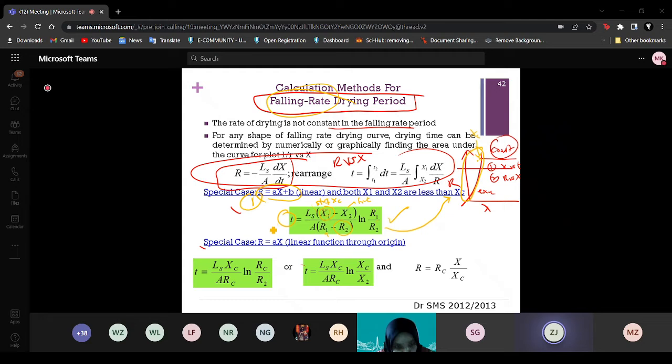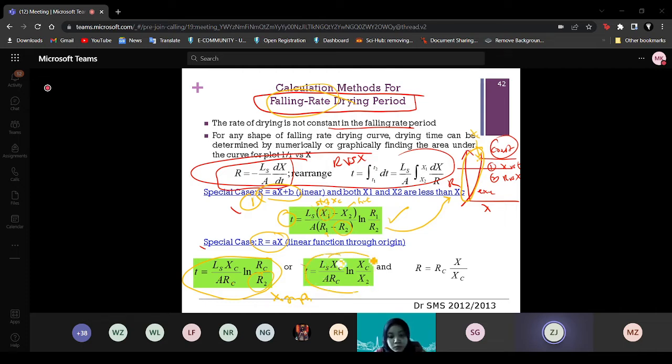Okay, the second case is the linear falling rate through the origin. For the true origin, there are two equations. You can use either depending on the info that you have. For example, here LS XC divided by A RC, ln RC divided by R2. Sometimes you don't even have a graph for this one. Even with no graph, you can still use this equation.